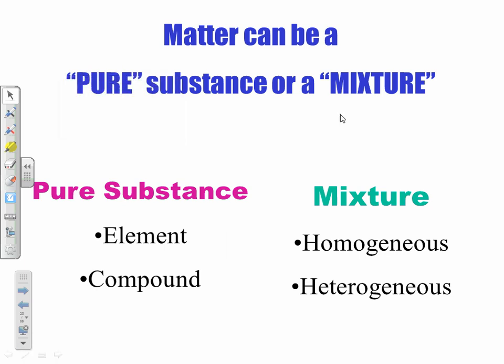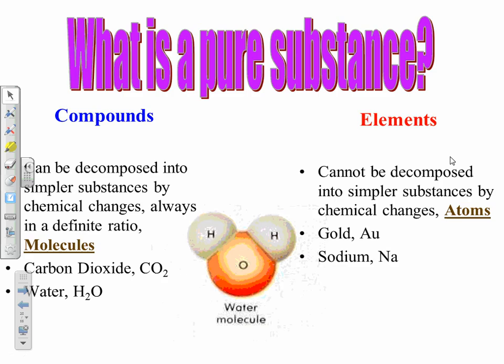All right, today we're going to talk about how matter can be classified into a pure substance or a mixture. Now, if you classify matter into the pure substance category, it can be further classified as an element or a compound. If you classify matter into the mixture category, it can be further classified as a homogeneous mixture or a heterogeneous mixture. So pure substances, we said, can be compounds or elements.